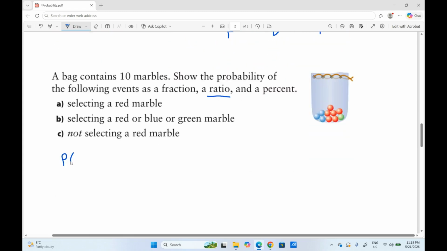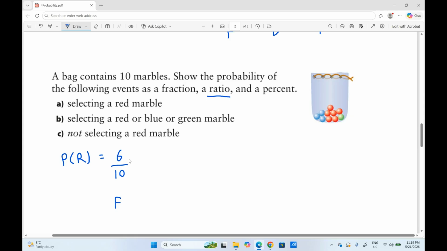So for the probability of selecting red, I'll let R be red. My favorable outcomes is going to be the red marbles. So in the bag, I have 1, 2, 3, 4, 5, 6 red marbles, as you can see in this picture over here. So I'm going to write 6 for the number of red marbles. Now it says the bag contains 10 marbles in total. That's my total possible outcome. So hence 6 over 10 is going to be my answer as a fraction, right? So this is my answer as a fraction for the chance of selecting a red marble out of the bag.